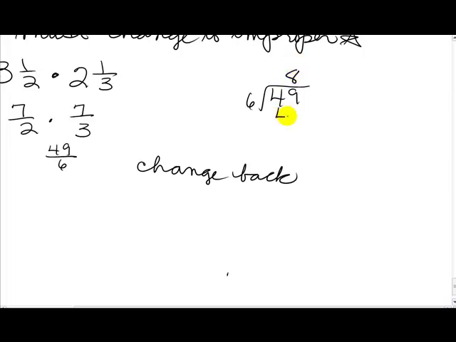That'd be 8, 48, 1. So we're going to have 8 1/6.